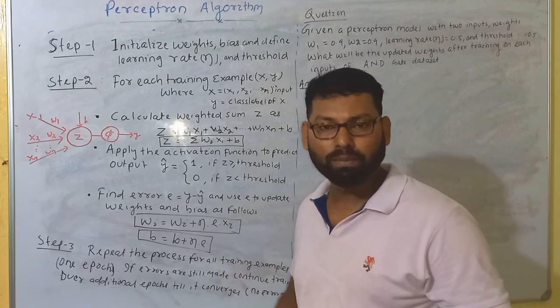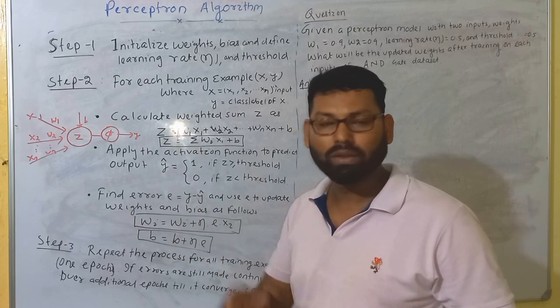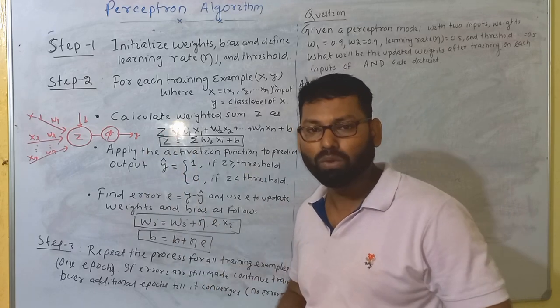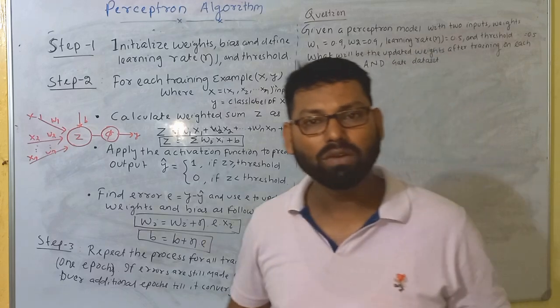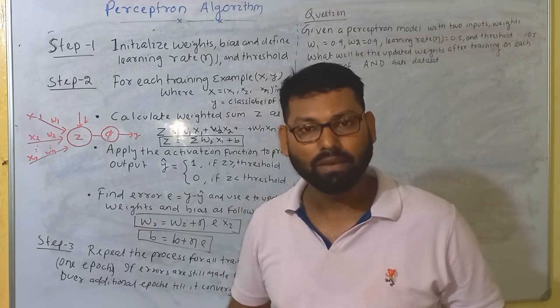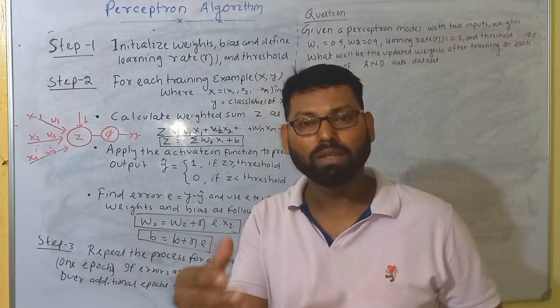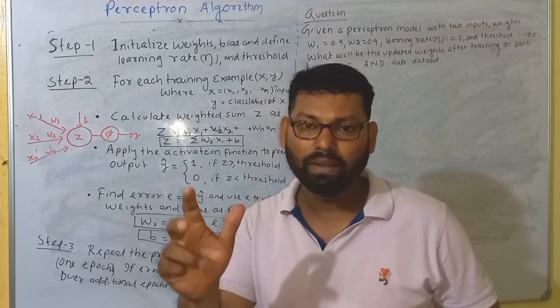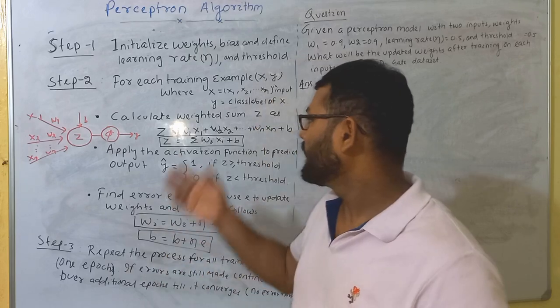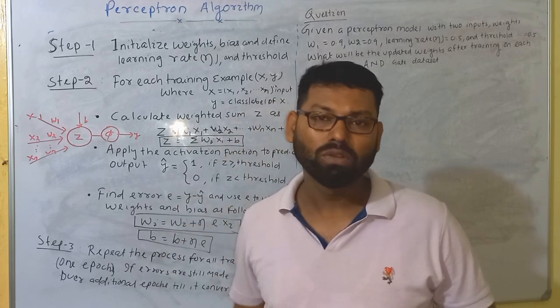Actually, while the learning process is happening, we have to update the weights, and this learning rate has an important role in finding the weights. If the learning rate is higher, a larger value, the weight update is going to be faster. And if the learning rate is small, then the weight update is also slow.